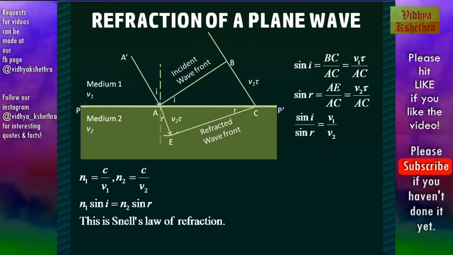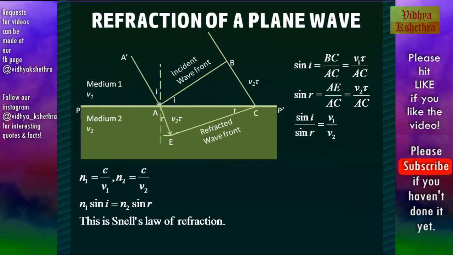Now, if we take the refractive index of medium 1, N1, which is equal to the ratio of the speed of light in free space to the speed of light in medium 1, which is C by V1, and N2 is equal to C by V2, we get N1 sin I is equal to N2 sin R. This is Snell's law of refraction.